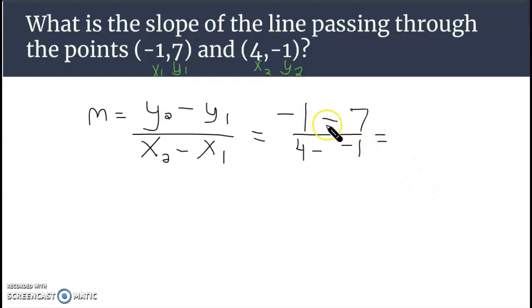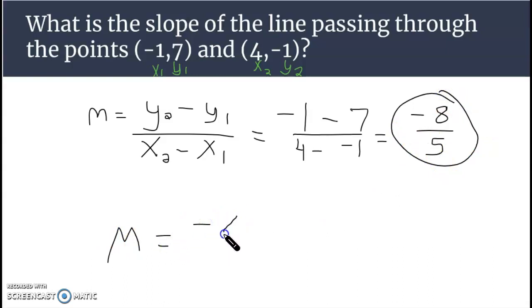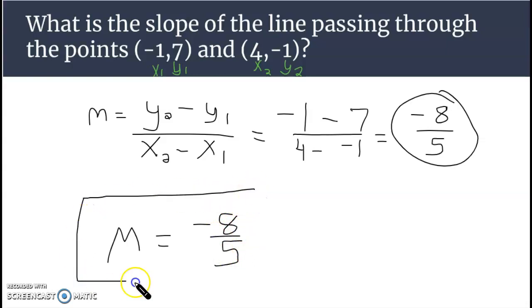Alright, so -1 minus 7, -8. And 4 minus -1, minus a negative is really plus a positive, so it's kind of like 4 plus 1. Our slope is -8/5. Now that's our slope, and the variable for slope is m. -8 over 5. Slope's always written as a fraction. Tells you the slant or steepness of a line.